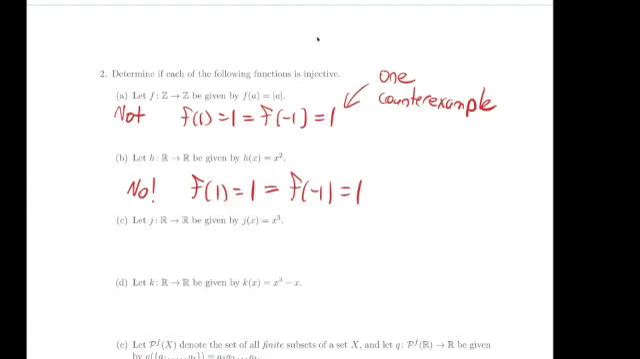About C, let me open this up again. This is now for j of x is equal to x cubed. Okay, so that seems to be coming back overwhelmingly as injective. Okay, that's great. We'll table that for a second as to why that might be true.